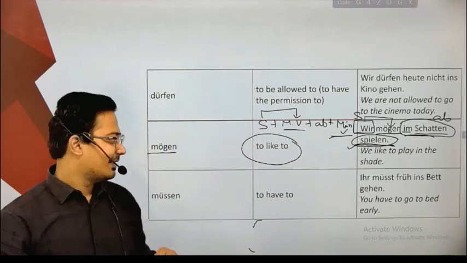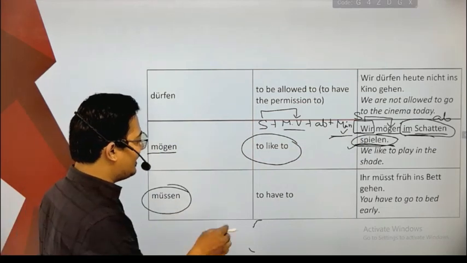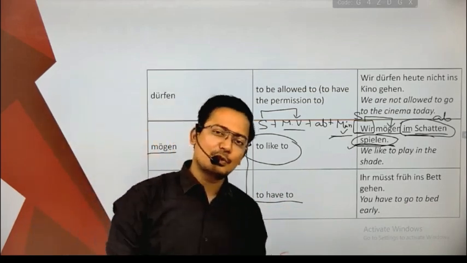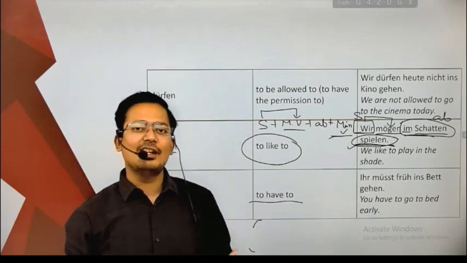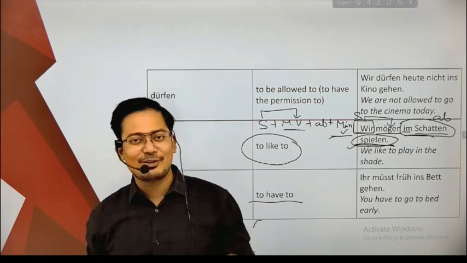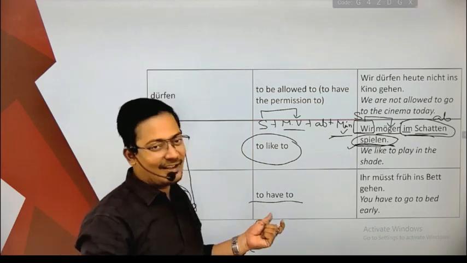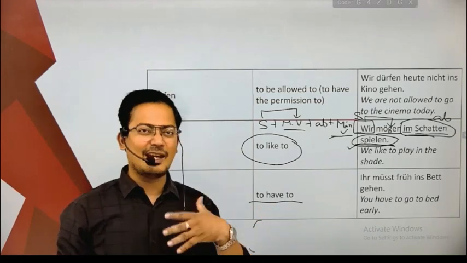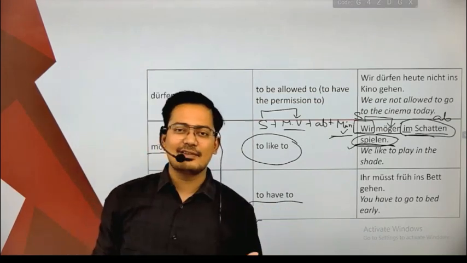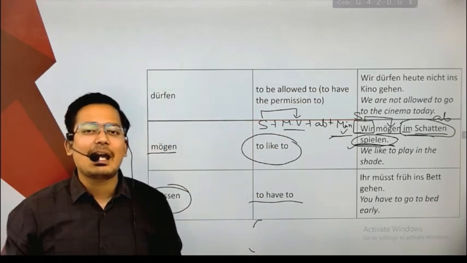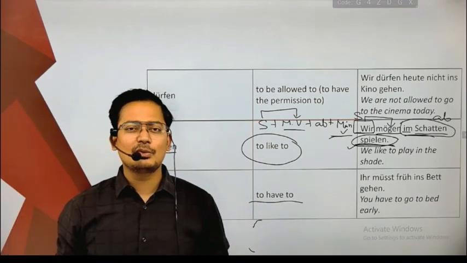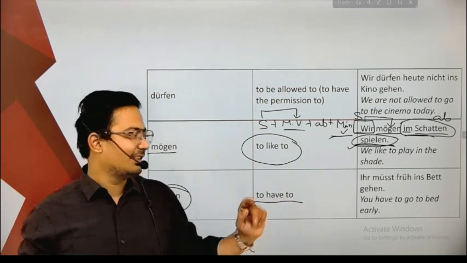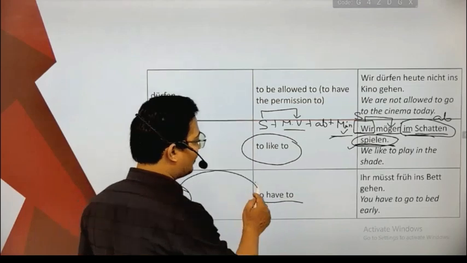Simple. See the example. Müssen means to have to, must. Basically, I don't really suggest you do German to English translation. Try to understand German as German only. But again, at the initial stage, I know that you won't be able to think in German because A1, A2 are very basic levels. But again, try it. If you are able to think 5 or 10% in German only, then that is sufficient. Müssen is have to, must to.